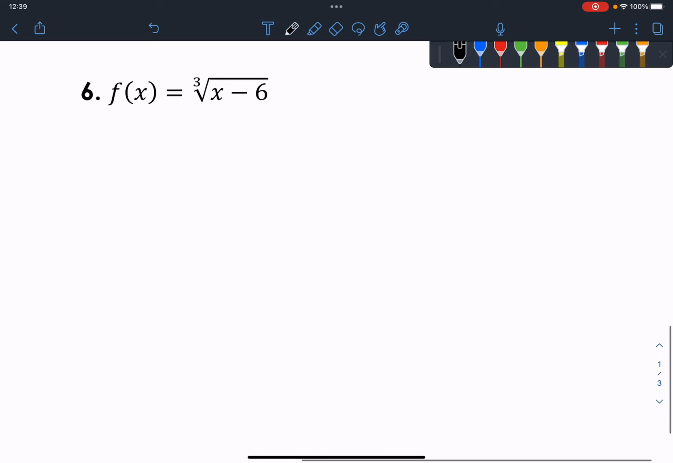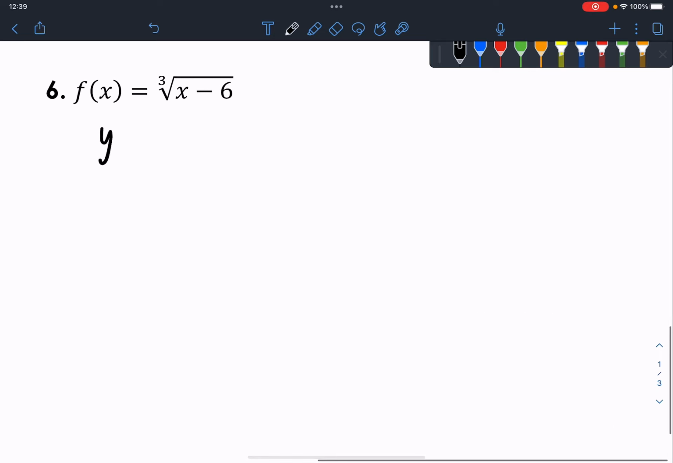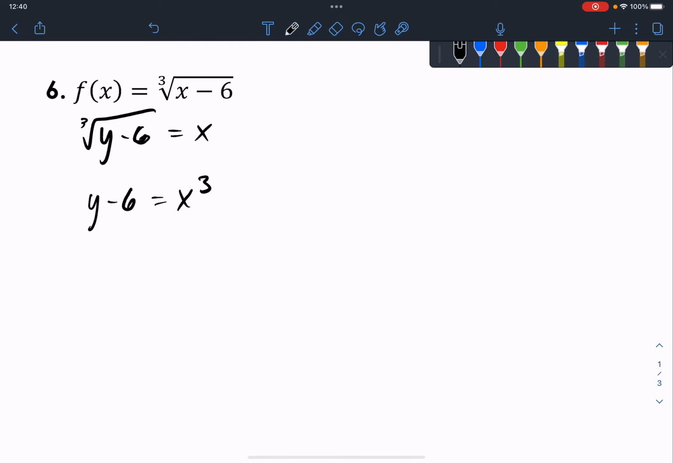The final example, we have the cube root of y minus x. I'm sorry, y minus 6, not x, y minus 6, and that equals x. And here, I want to add the 6. Before I can add the 6, however, to both sides, I need to get rid of the cube root first. So I would raise both sides to that third power. And of course, raising x to the third power gives me x cubed. Now I can add 6 to both sides.